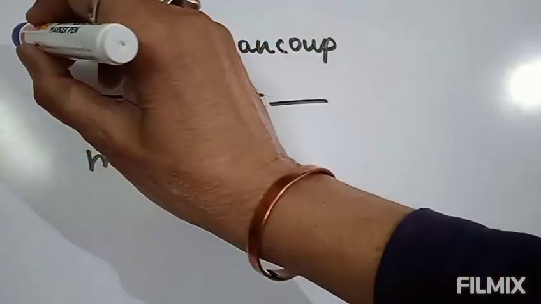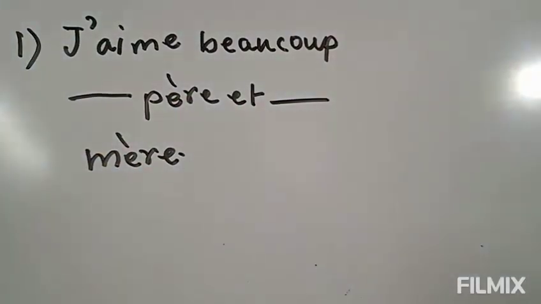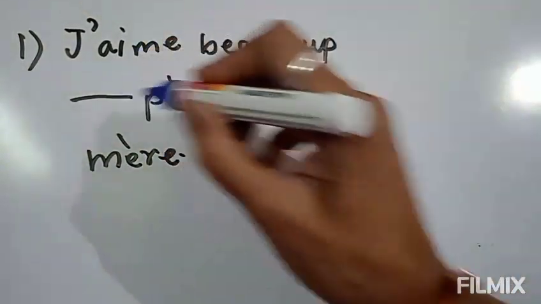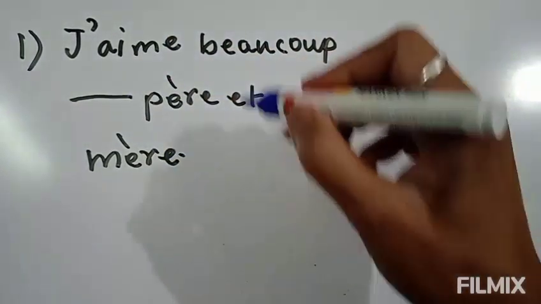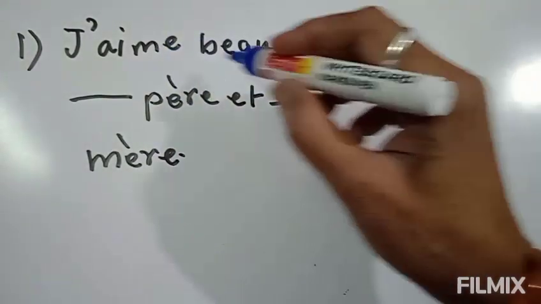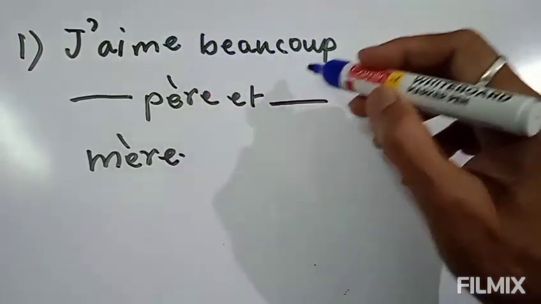This is sentence number 1. J'aime beaucoup dash père et mère. In the 2 blank spaces I have given, you have to fill them up with the possessive adjective. I love very much, or I like very much.